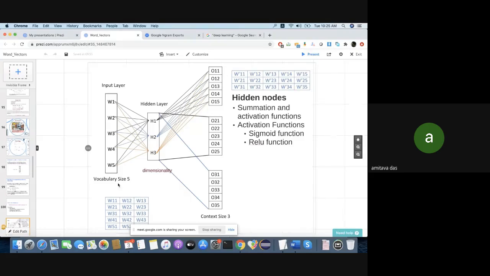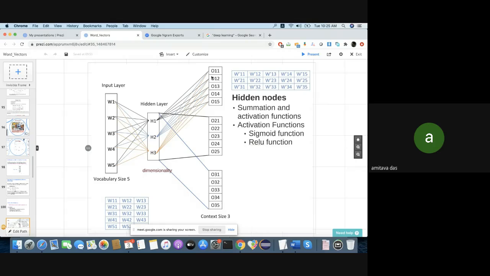So we can create a matrix of this sort which represents all the connections and their weights from the input layer to the hidden layer. Similarly, given this first context, what we are trying to do is predict the softmax here. If you don't understand softmax, it's okay.